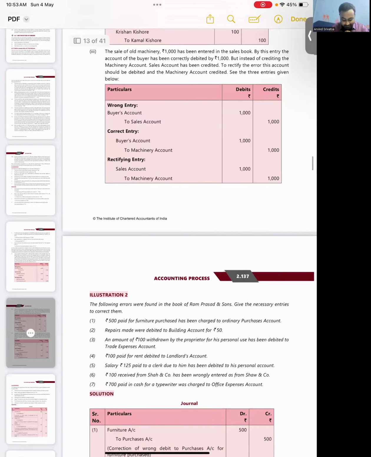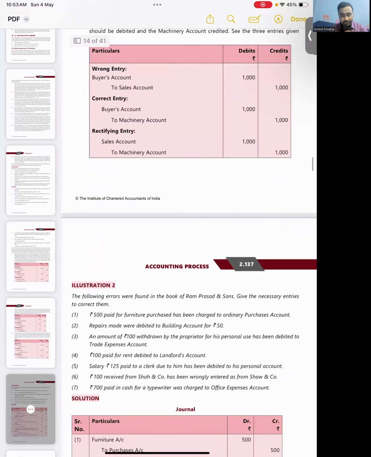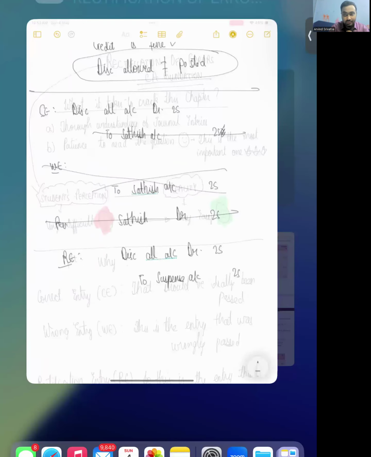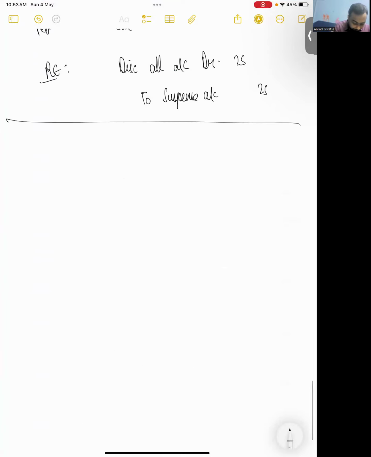So let's come to the next question. So this question is again a good question, decent question to start off. But anyways, you started off with illustration one, so I think illustration two will be a bit better. So moving on to illustration two, guys. So yes, sir. So we'll just move on to illustration two. Just give me a moment.